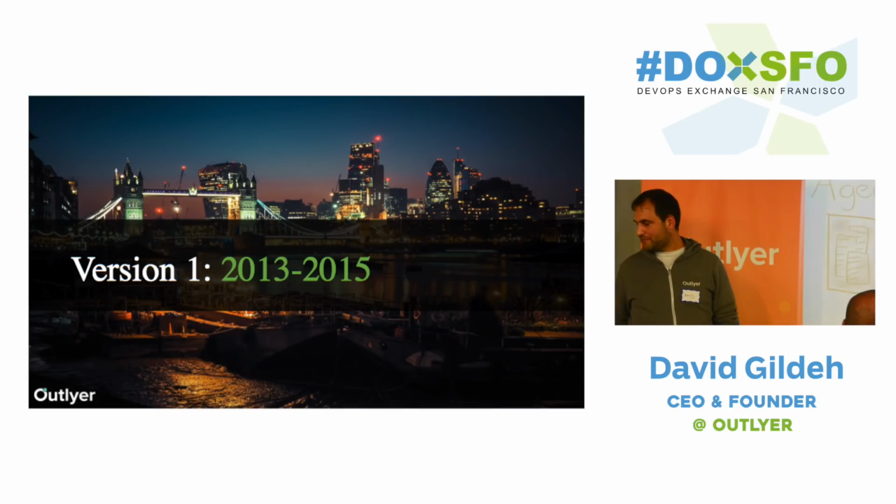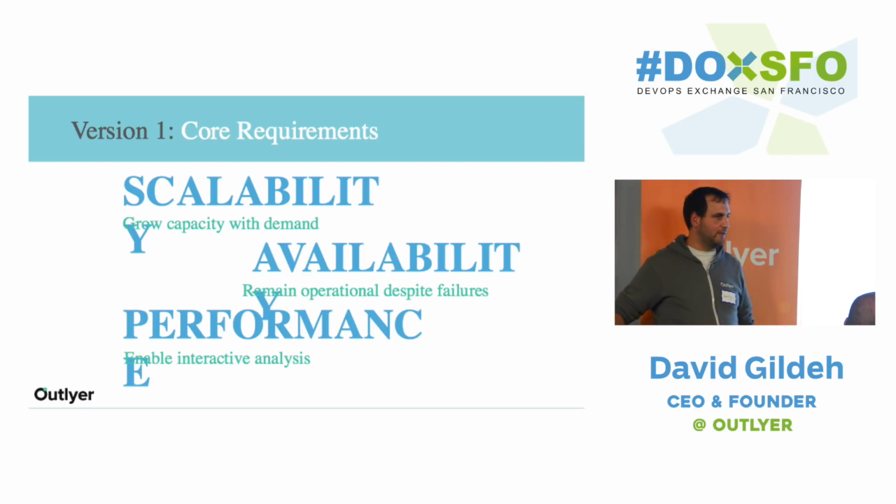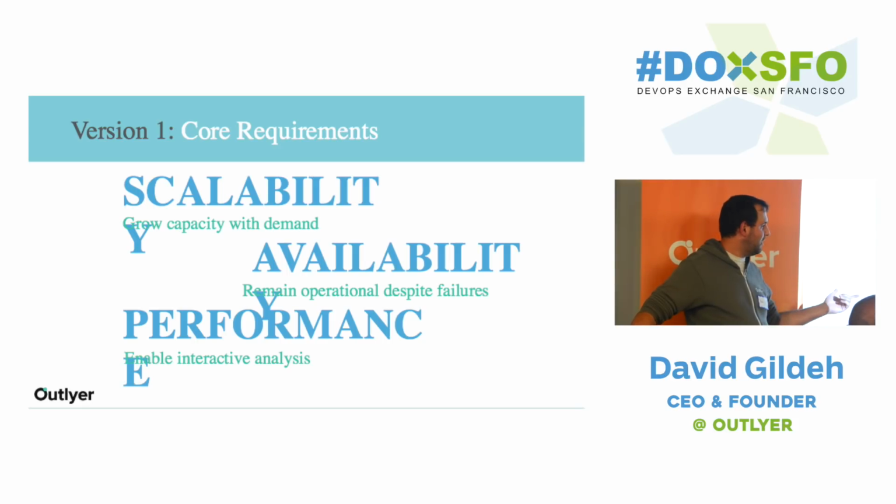So with our first version, back in 2013, when we took the very first version of Outlyer, the core requirements for any time series database are essentially that it has to scale. Everyone wants infinite scalability on these things, high availability, and it has to perform, so people can load up their graphs and their dashboards really, really quick.